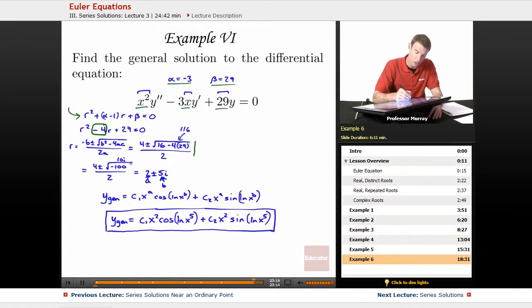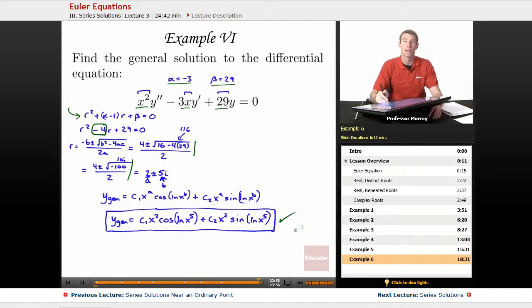We got a negative number under the square root, so we get complex numbers, 2 plus or minus 5i. And then we drop those as our a and our b, not the a and b from the quadratic formula, but our a and b from the complex number we found. We drop those into our generic solution formula for Euler equations with complex roots, which is x to the a cosine of log of x to the b plus x to the a sine of log of x to the b. And so we get c1 x squared cosine of log of x to the fifth, plus c2 x squared sine of log of x to the fifth. So that's our general solution to the differential equation.